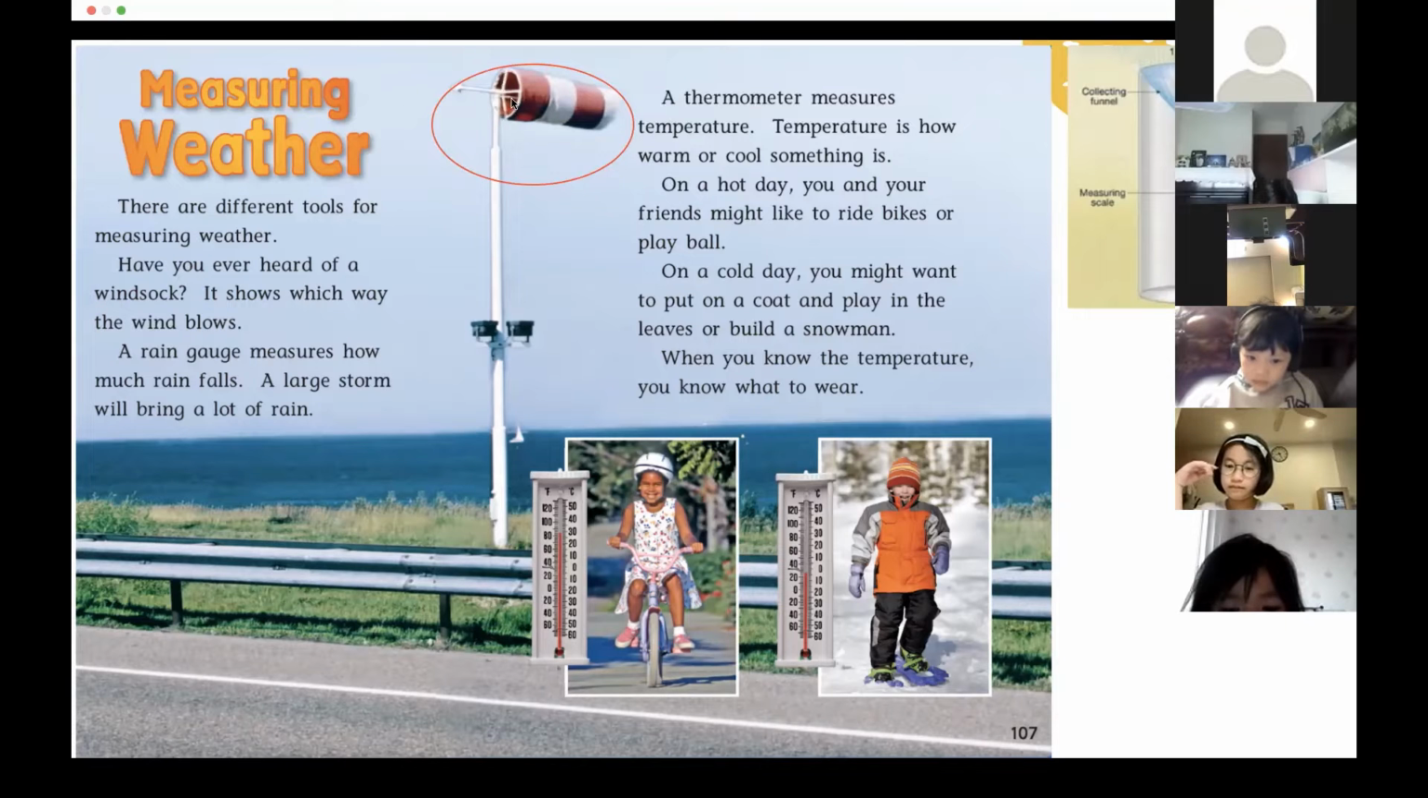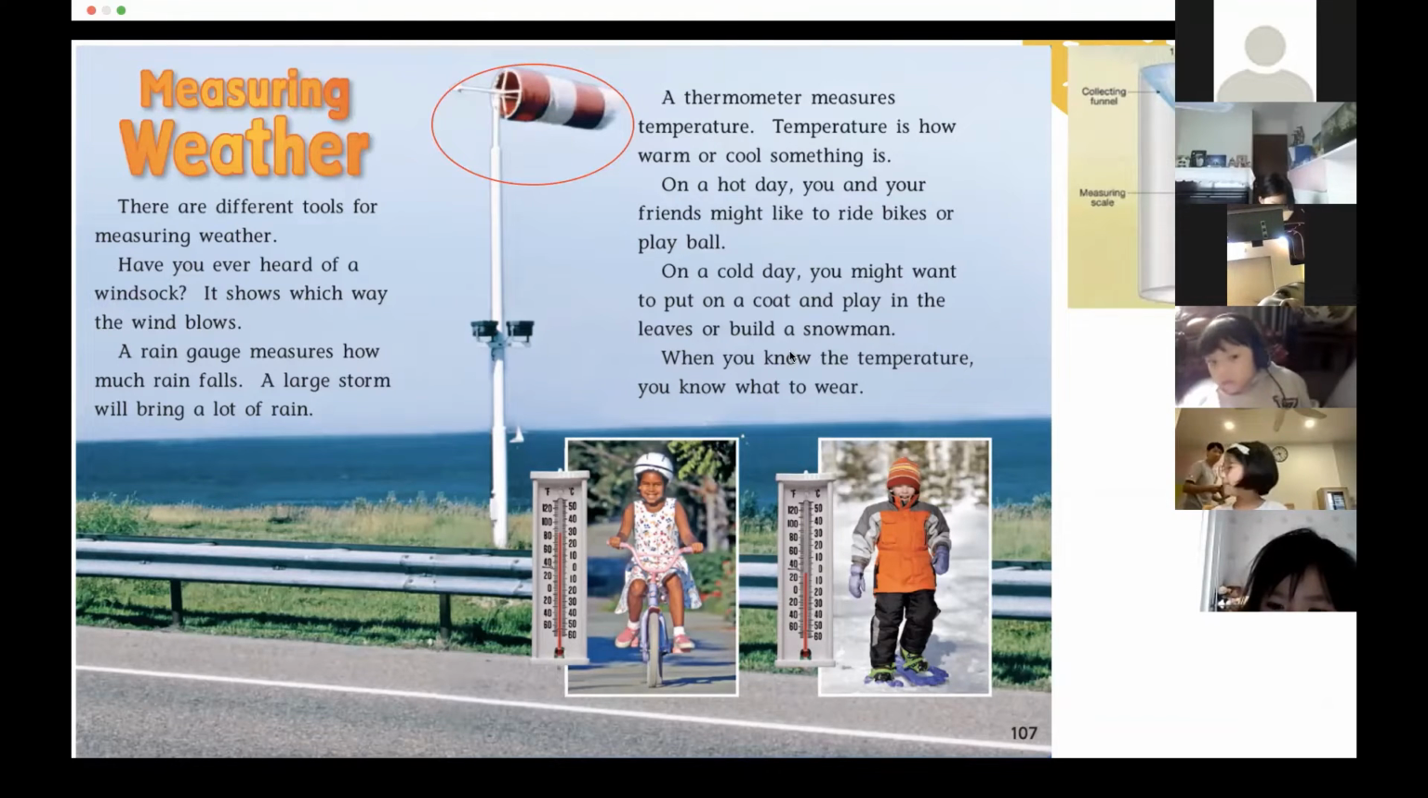Now, can I have Bon? Can you read the other half of this page, starting with thermometer? A thermometer? Bon, can you read? Thank you. Yes. Thank you.